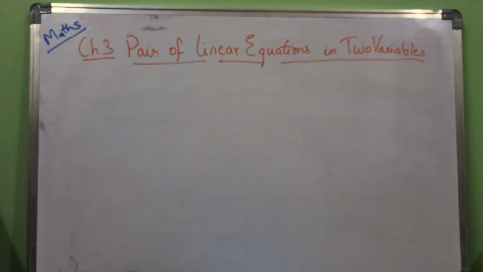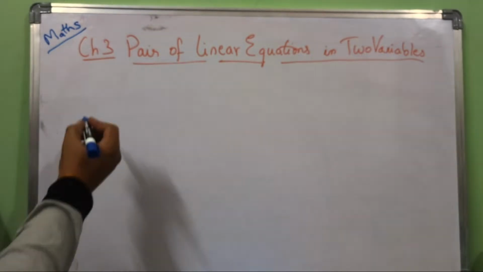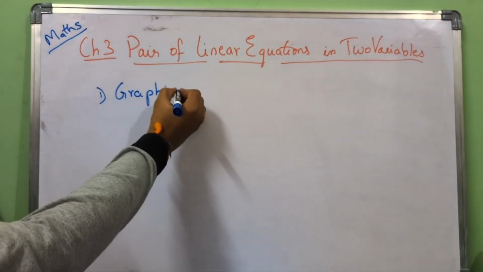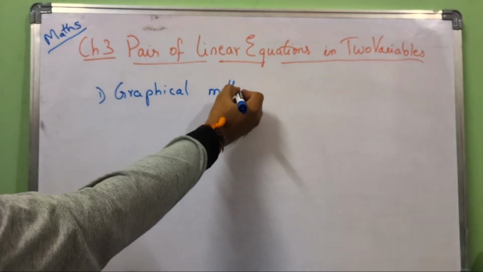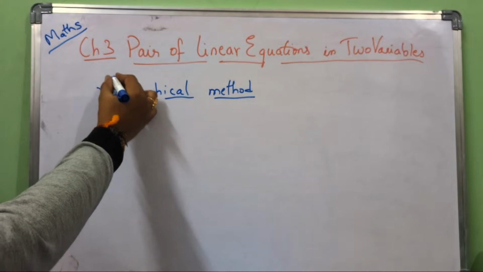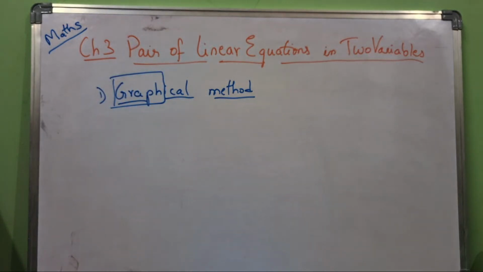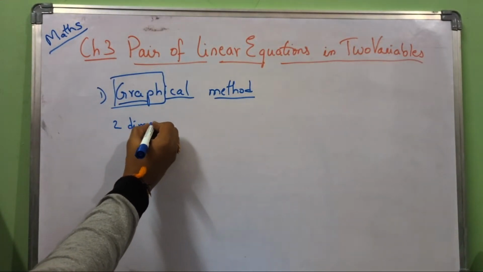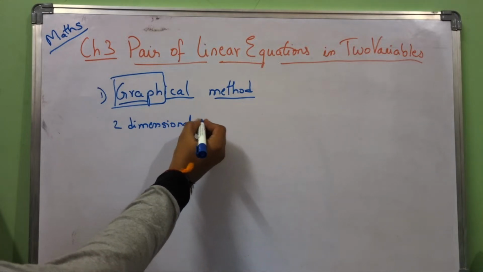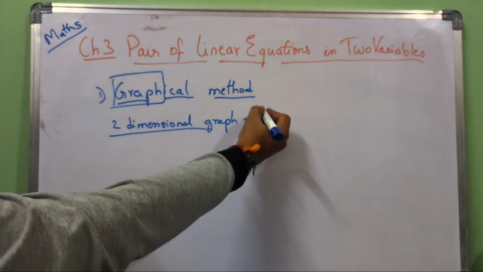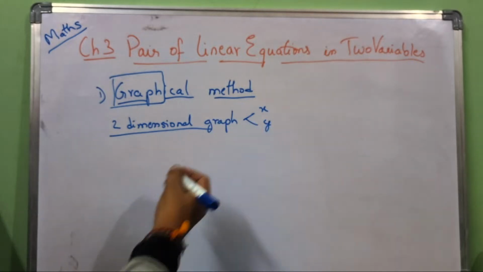Let's see how to solve those pairs of equations using the first method, which is the graphical method. The name itself says that we are solving with the help of a graph. As this is two variable, we need a 2D graph, that is a two-dimensional graph. Two-dimensional means we have two things. We mostly consider x and y, x as horizontal and y as vertical.